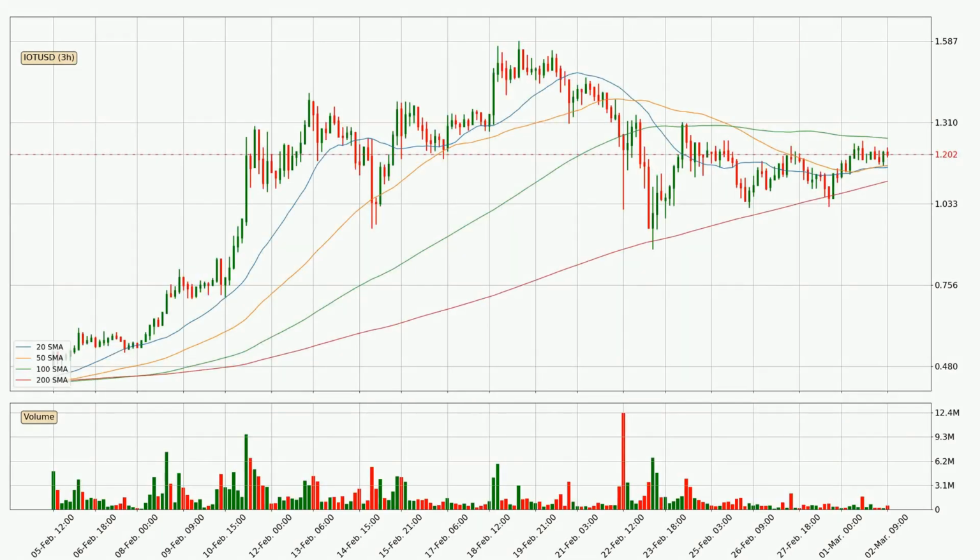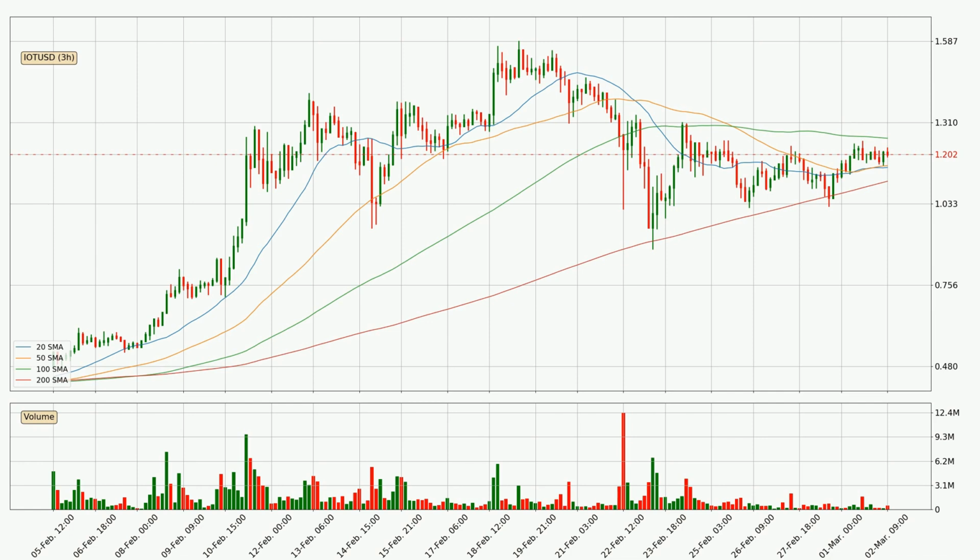Moving to the 3-hourly simple moving averages, at the moment, the price is between the 50 and the 100 SMA. If the price bounces off the 50 SMA, which is currently at 1.16, it could be seen as a support, and the 100 SMA, that is at 1.26, could be perceived as a resistance to the upside. If there were to be a break either way, it means that there could be a continuous move in that direction.